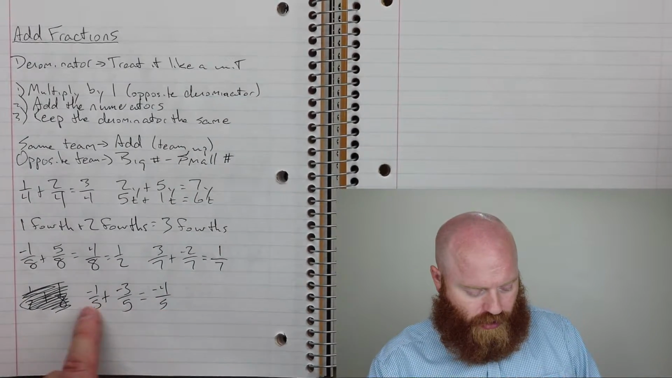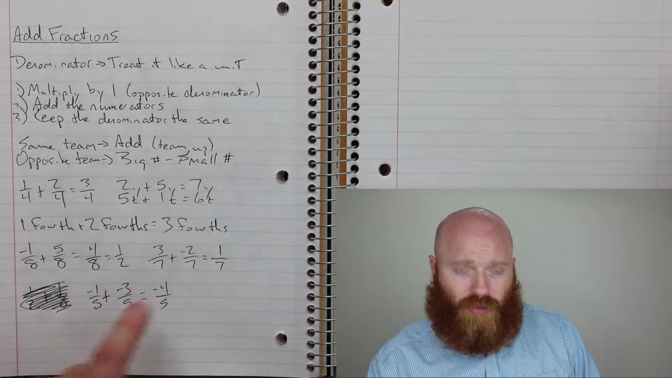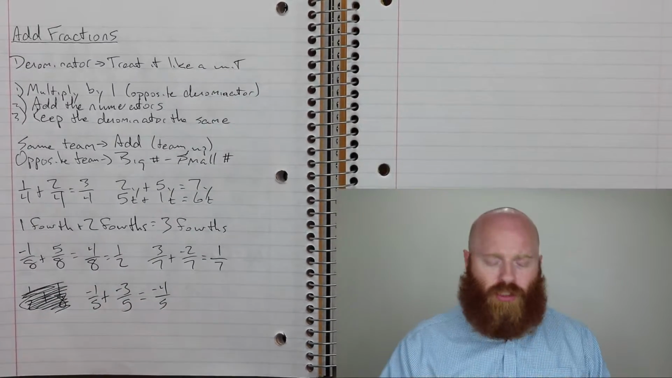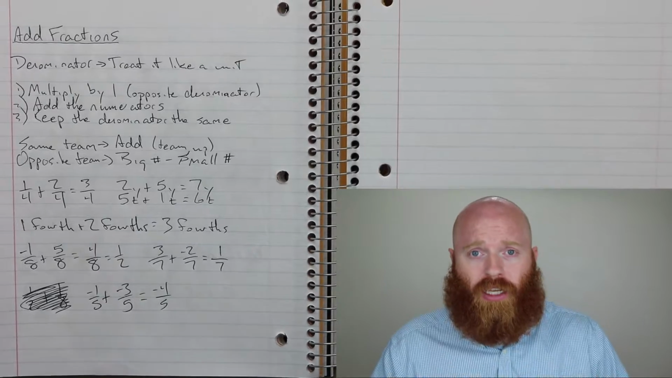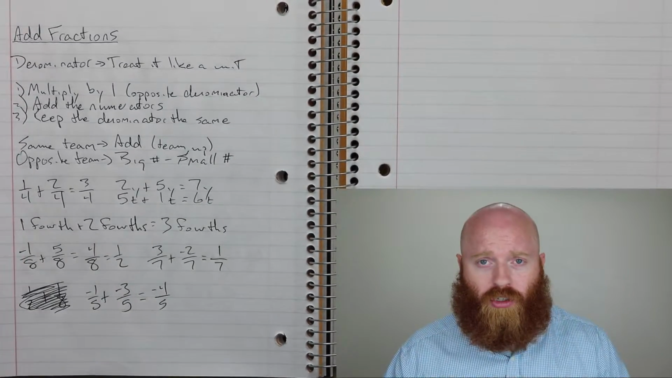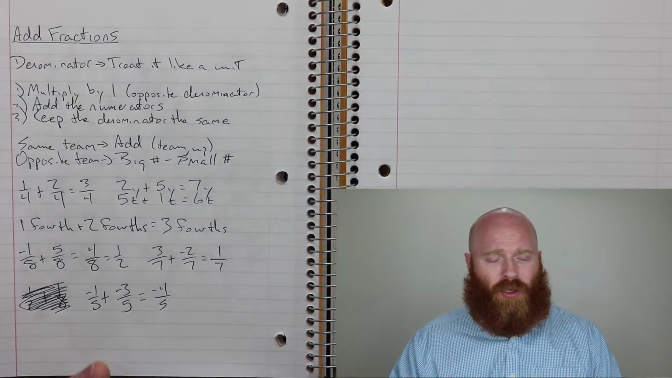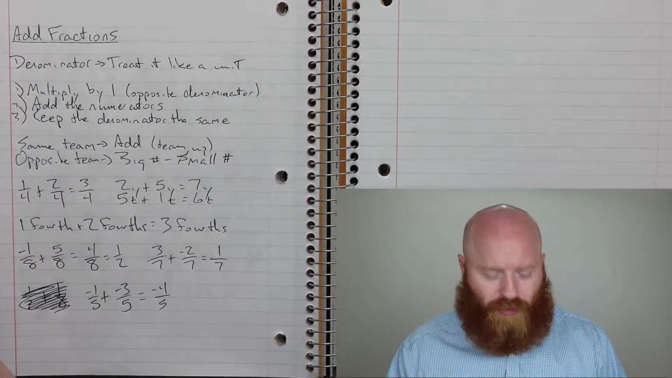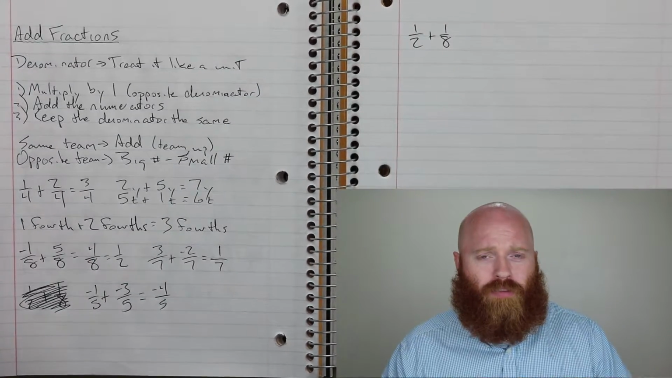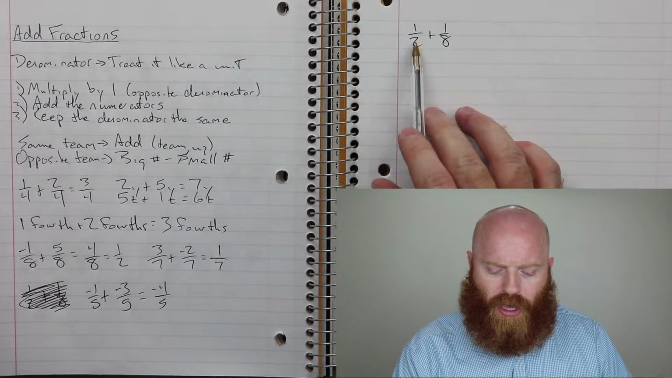You're going to be okay at this, you guys. Just add the numerators, keep the denominator the same. The problem comes when the denominators are not the same. So I'm going to move forward to that portion, and we are going to use step number 1. Let me set up the problem. This is where it gets a little complicated, so watch my steps. 1/2 plus 1/8.